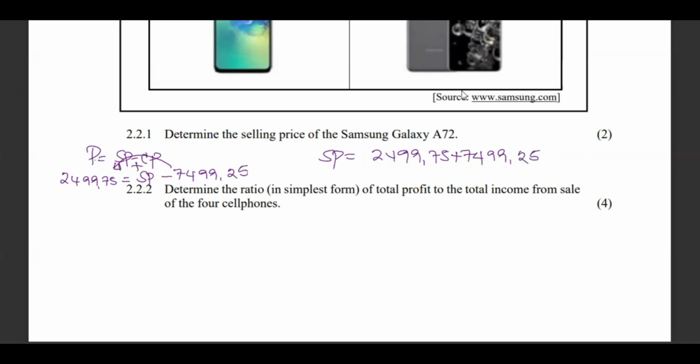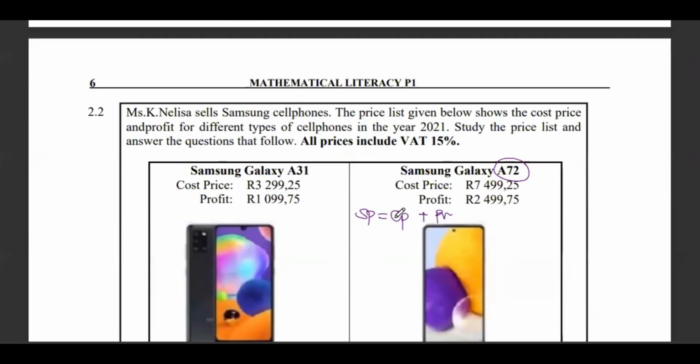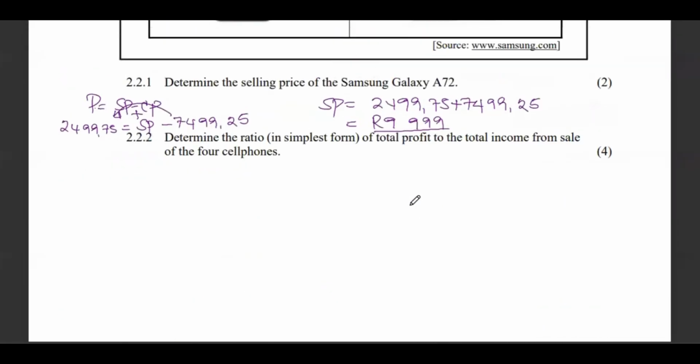So when you add those two values, 2,499.75 plus 7,499.25, you get 9,999 rands. That's what we have. Don't round it up to become 10,000. Leave it the way it is.